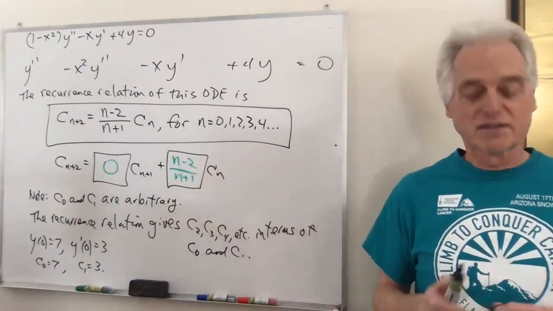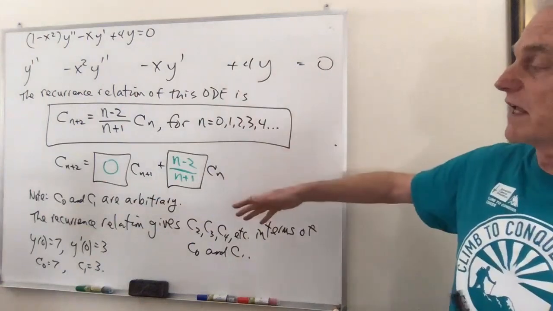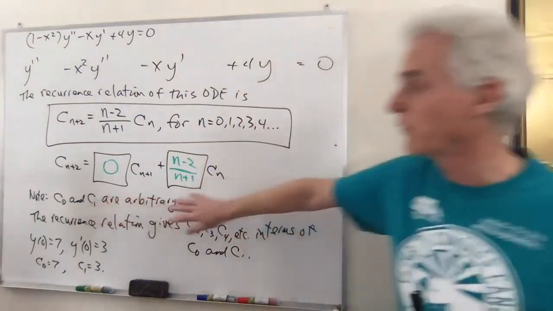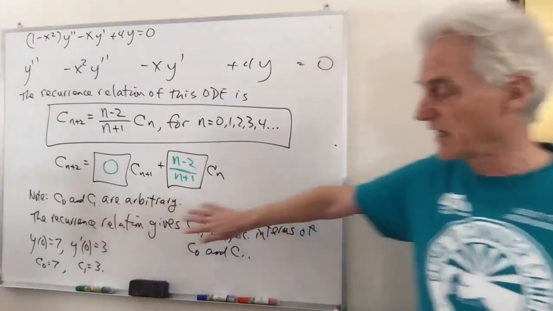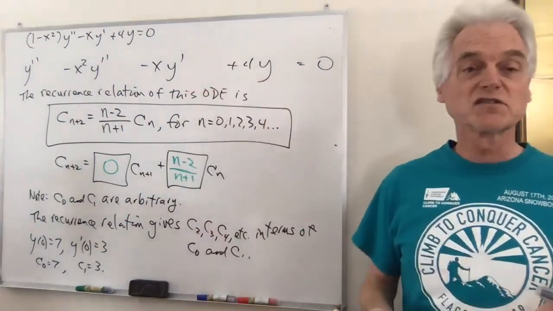Okay, well, as I say, next time we'll go through and solve this. We'll keep C0 and C1 arbitrary next time and see what the general solution to this ODE is.